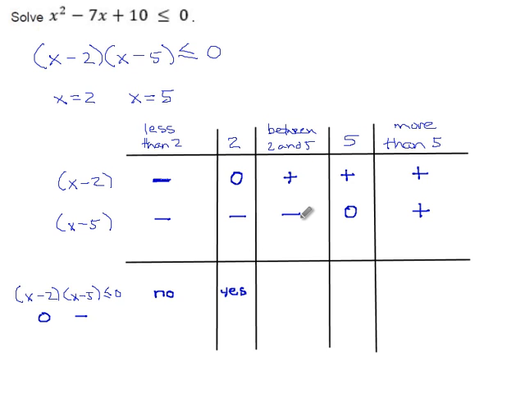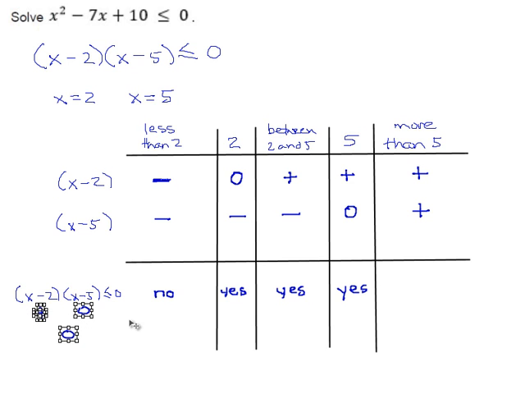How about here? Positive times negative. Let's get rid of these signs. We'll do this again. If x minus 2 is positive and x minus 5 is negative, we get a negative number. Is that less than or equal to 0? Yeah. That's part of our solution also. How about if x is exactly 5? We get positive here times 0 here, so we get 0. Is that less than or equal to 0? Mm-hmm. That's part of our solution.